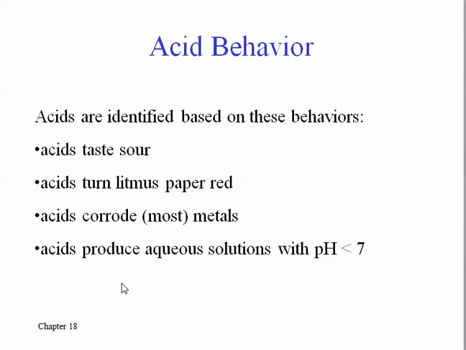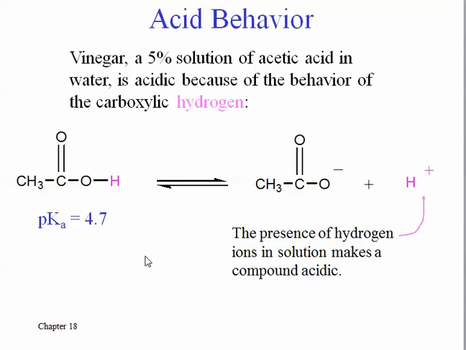And all of these properties are really due to this equilibrium here. I'm showing the ethanoic acid or acetic acid as the example, and that pink hydrogen is the one that ionizes when you put this in water. That's what's responsible for all of those properties on the last slide. It's the presence of free hydrogen ions doing their thing.